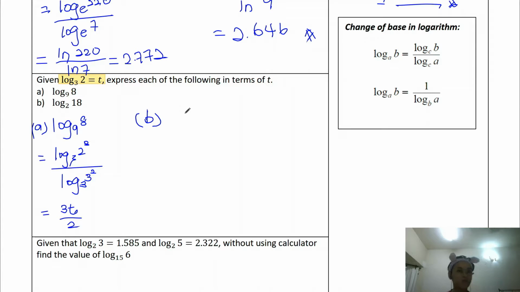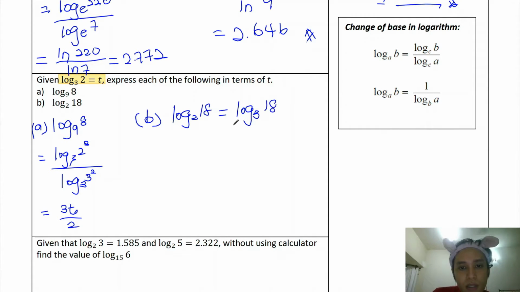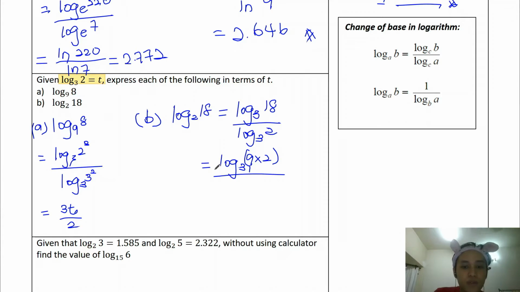For 18, I think I need to factorize this. No problem, I change the base number first. Let us change this one to log_3 18 divided by log_3 2. And then you know that 18 you need to factorize, right? So log_3 18, I can factorize using 9 and 2. So this one will be log_3 9 times 2. I write it complete for you all. And log_3 2 is equivalent to t.